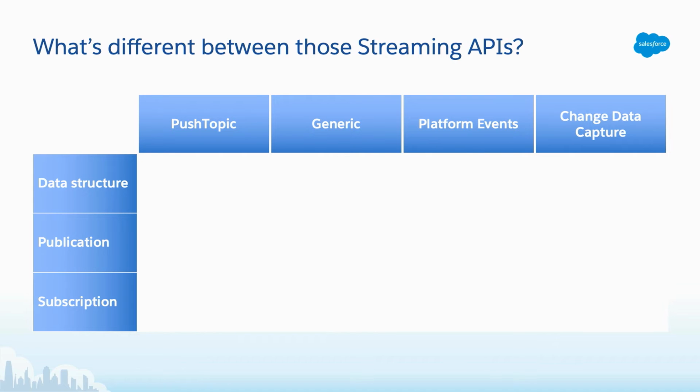Now, all of those streaming APIs do use this kind of publisher-subscriber model, but there are certain differences in terms of data structure, the way these messages are published, and the way the clients are subscribing. And I'm going to go over these differences right now. I will start with the data structure.